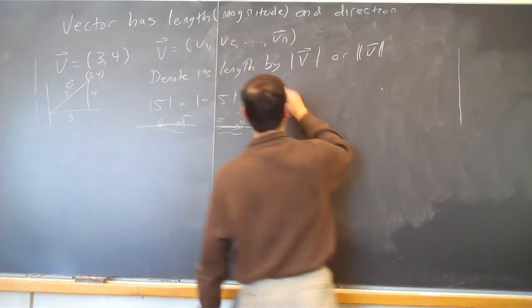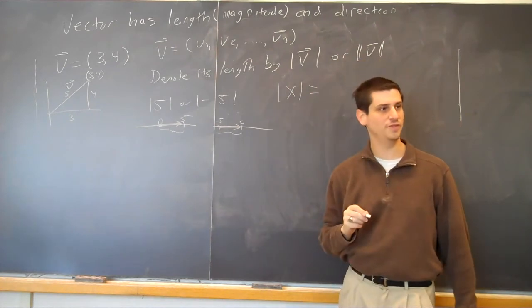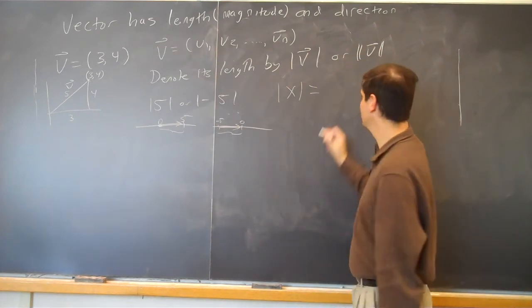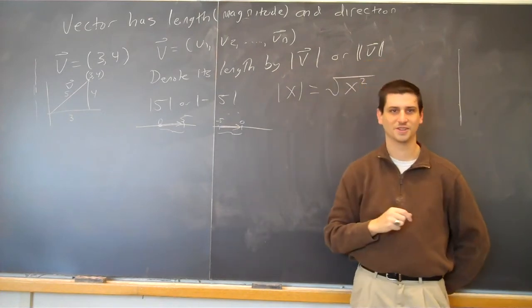And if you want the absolute value of x, here is a formula for the absolute value of x. Okay? If you want to laugh, by all means laugh. I won't be insulted. The absolute value of x is the square root of x squared. Okay?